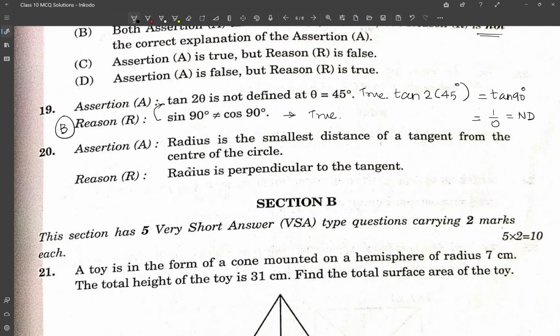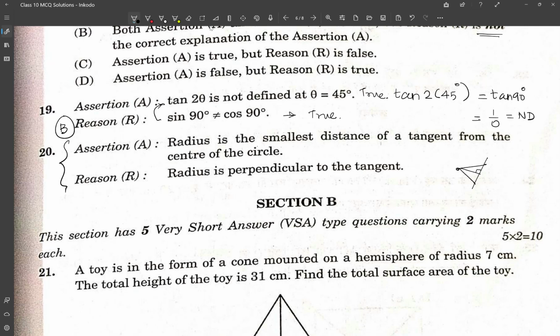On to the next question. Radius is the smallest distance of a tangent from the center of the circle. This is a true statement. I'll tell you why. Whenever there is a point and a line, you can draw many distances from this line to this point. But the shortest distance between the line and the point would always be the perpendicular distance drawn. So radius is the smallest such distance.